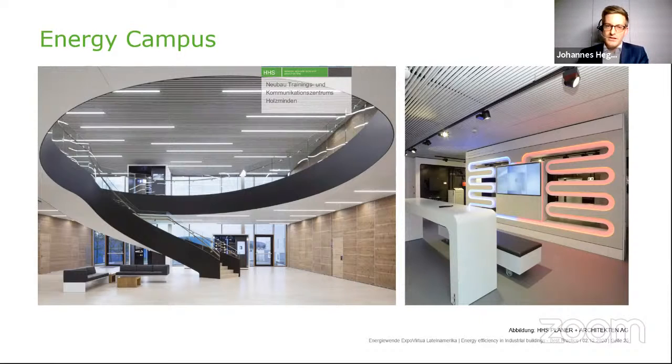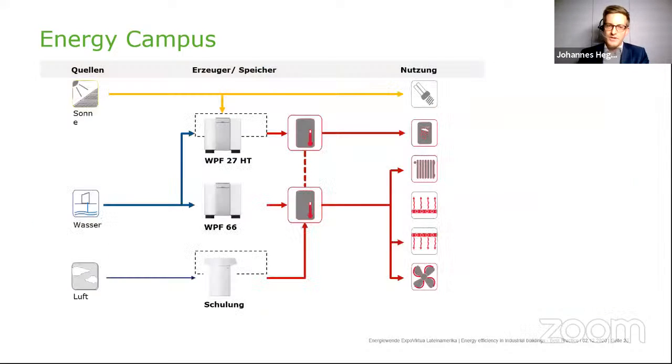This facility is actually one of the first ones that was certified with the DGNB sign. So it's like a LEED or BREEAM certificate, and this is in the highest quality. It's platinum. And here we also have an energy concept. We used the roof area for solar PV, and we're using well water to produce cooling for summertime and also heating for the wintertime.